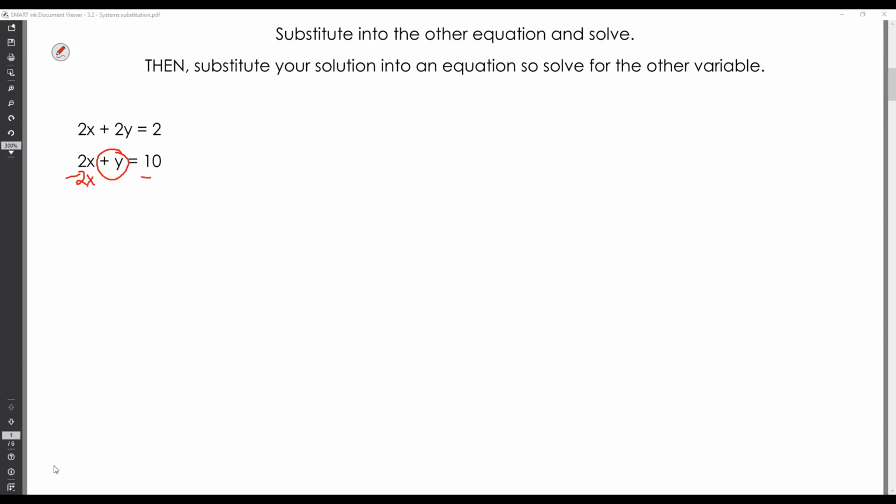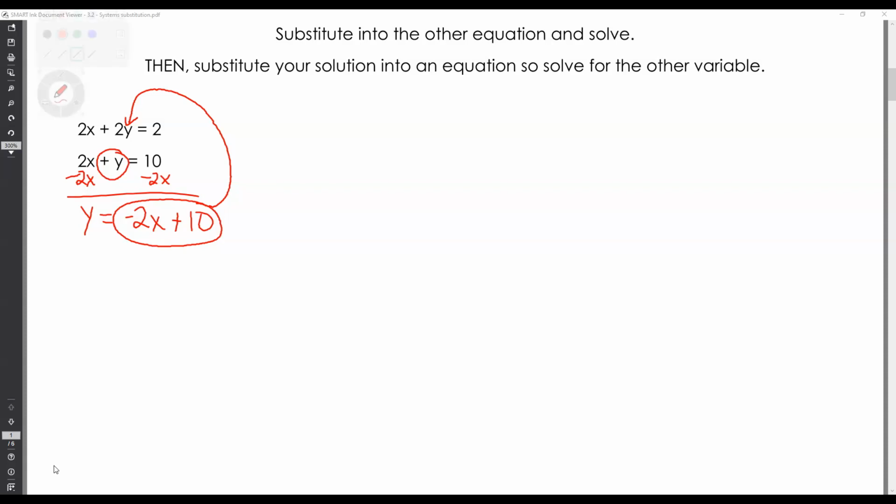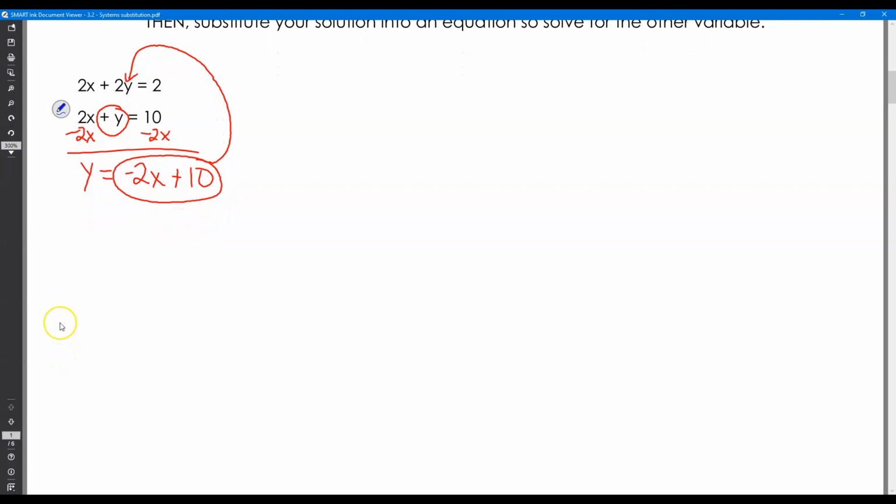We're going to subtract 2x on both sides. So y equals negative 2x plus 10. Okay. Now that we solved for one letter, we can take this negative 2x plus 10 and substitute it in for y in the other equation. Sometimes you might be solving for x, sometimes you might be solving for y. My little trick is solve for the lonely letter, whichever one's lonely.